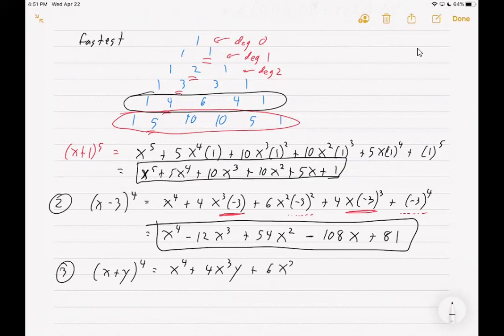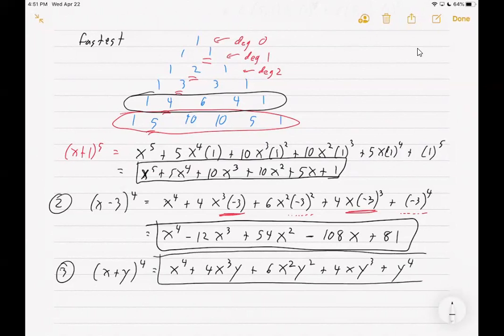And that's how many ways we can choose 2 x's and 2 y's. And then there are 4 ways to choose 1 x and 3 y's. And then finally, there's only 1 way to choose all y's. And there's no way to simplify this. So this is the best form of the answer.